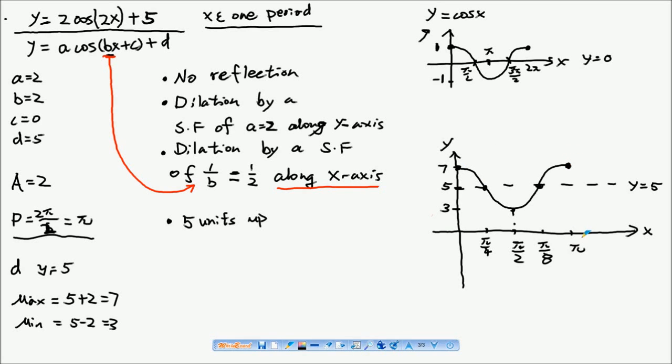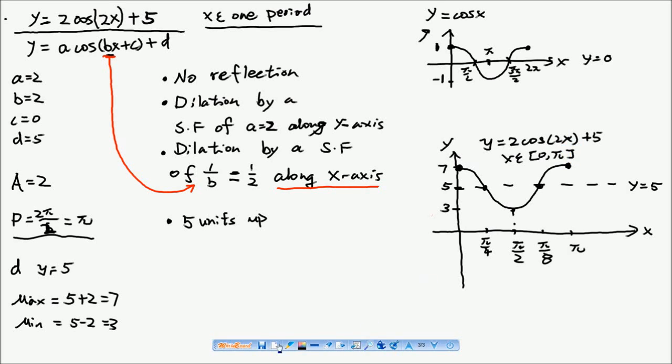Sometimes in your question they will ask you to put the domain as 2 periods, or the domain is from 0 to pi. Let me put this as y equals 2 cosine 2x plus 5, and the domain is x from 0, circle bracket, because we have a dotted point there, to pi.